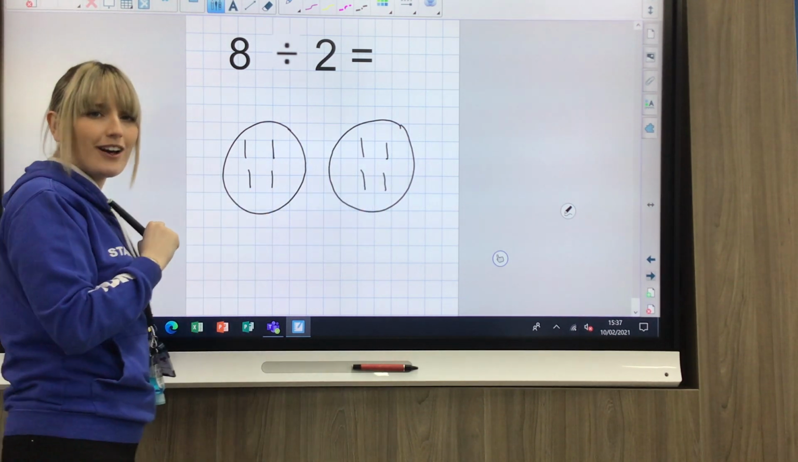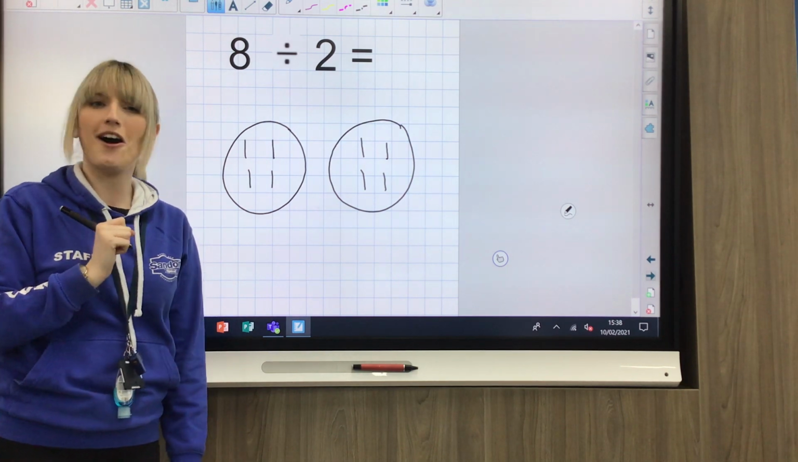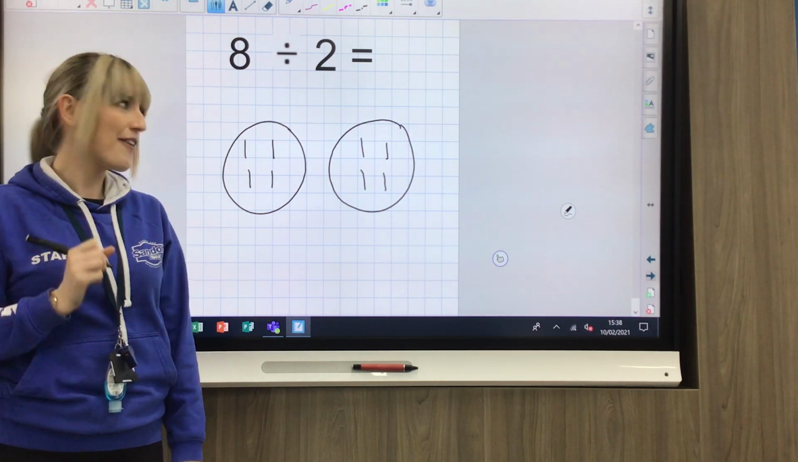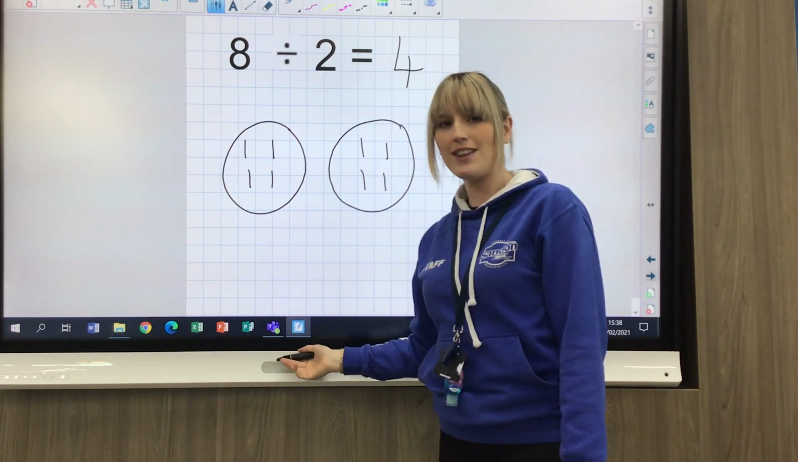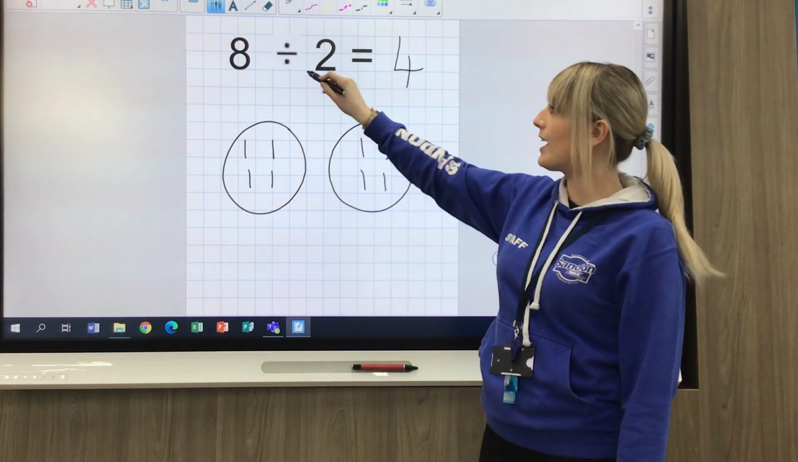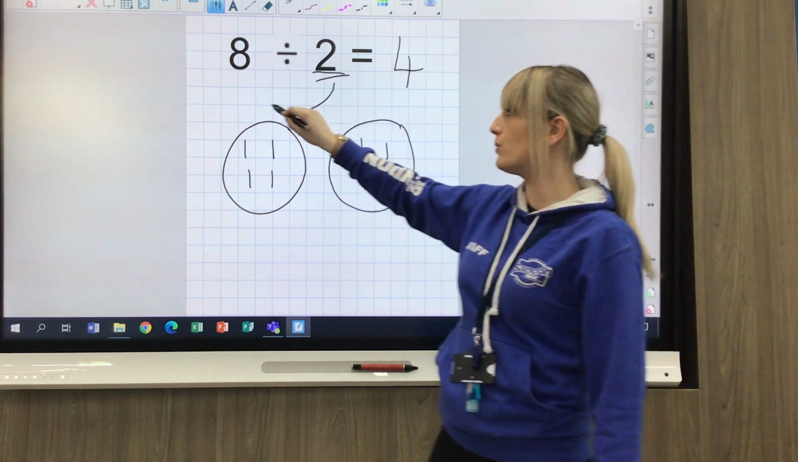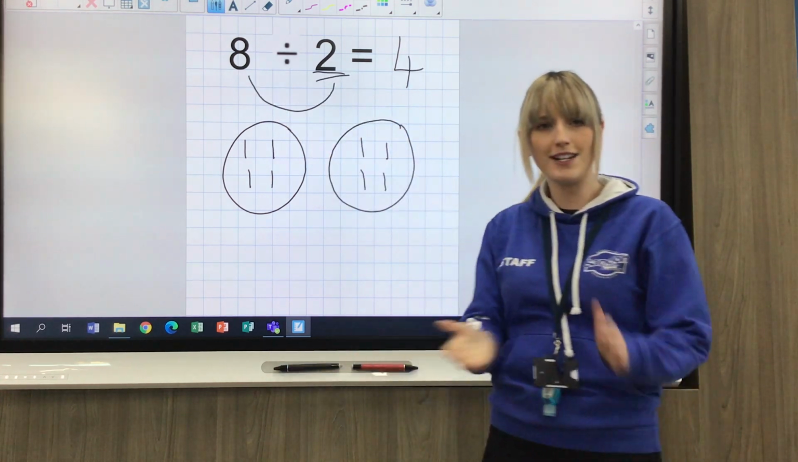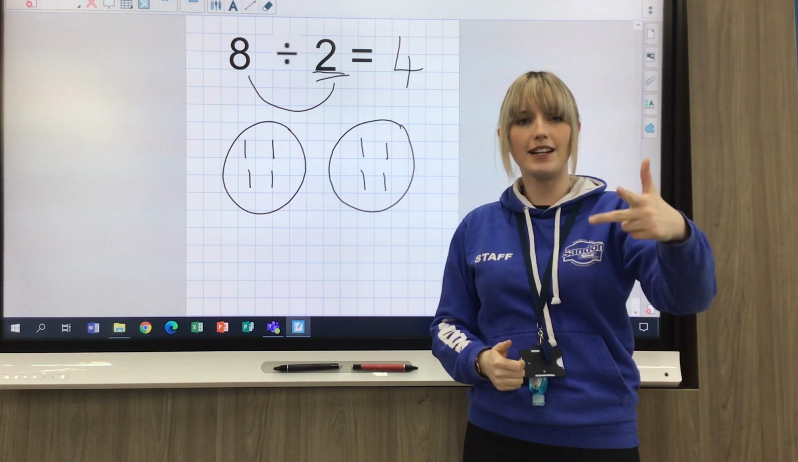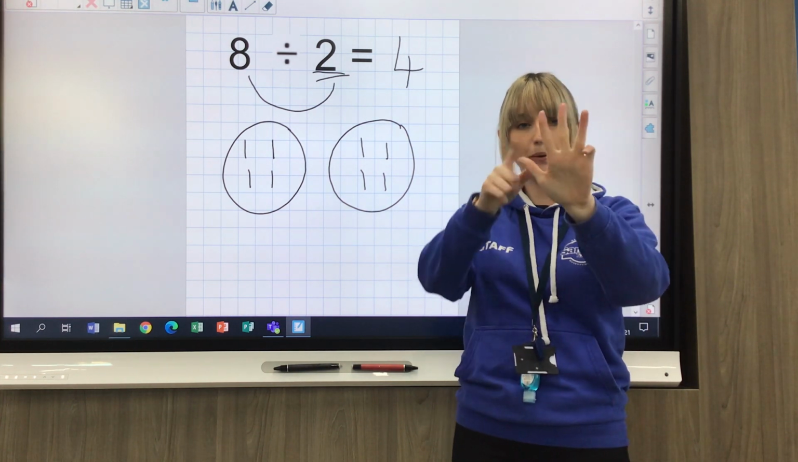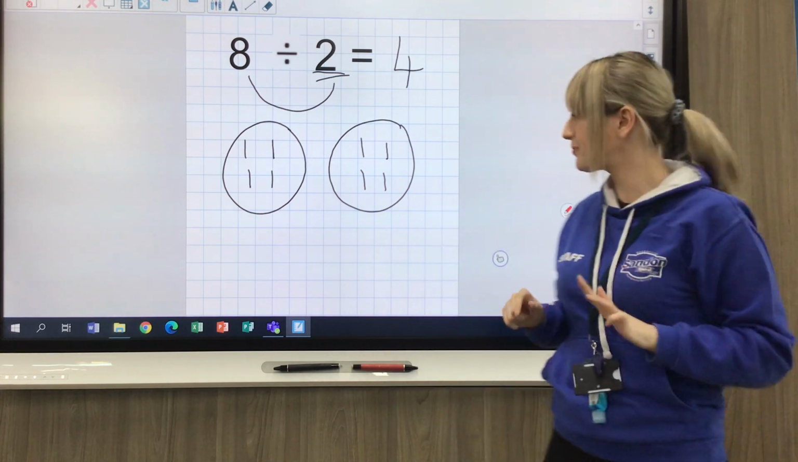So how many cars are in each car park? Shout it out. 4. Well done if you got the right answer. And if we're doing that in our head, we are counting in twos until we get to 8. Are you ready to count with me? 2, 4, 6, 8. So we were right, the answer's 4.